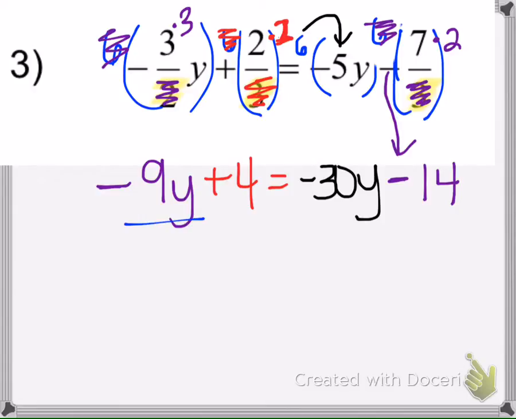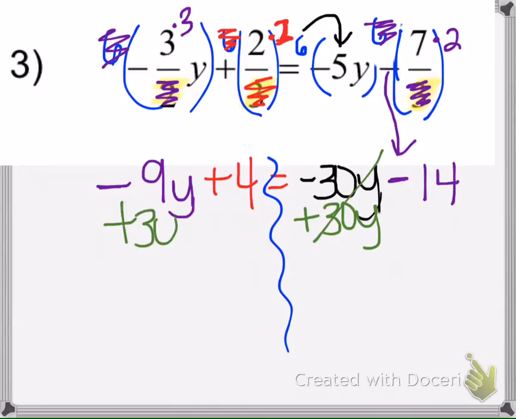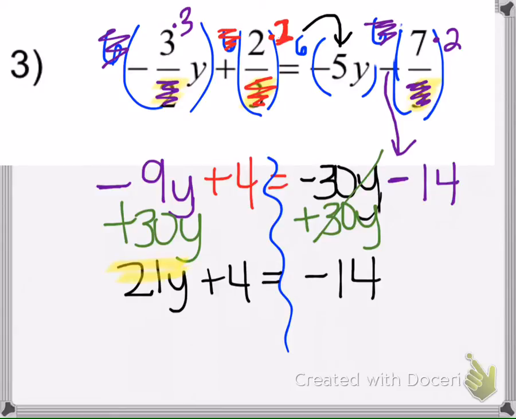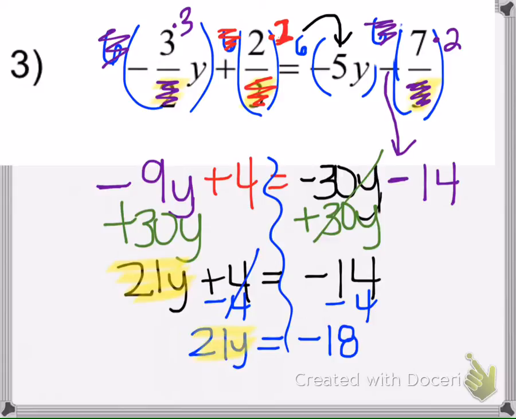So I see that I have a variable on both sides of this equal sign here. I can't have that, so I need to get rid of one of them. So I'm going to go ahead and add 30y to both sides. So we'd have 21y. Now that I have only one variable, I can isolate it. And now that the variable term is all by itself, we divide.